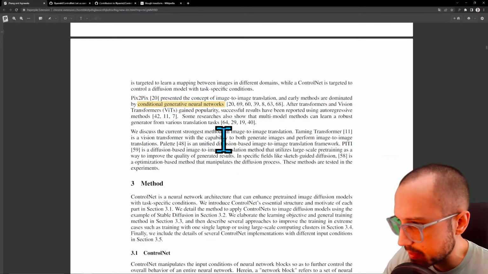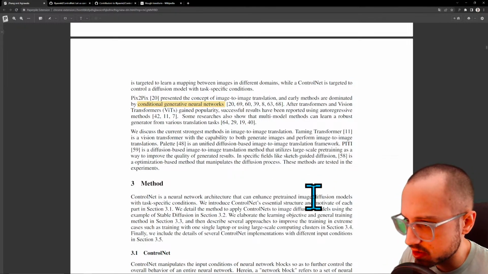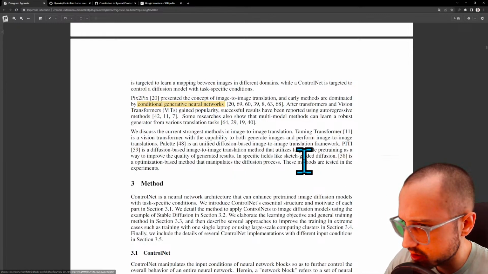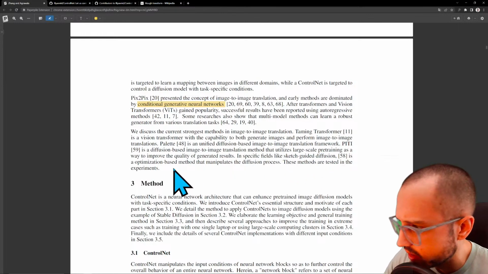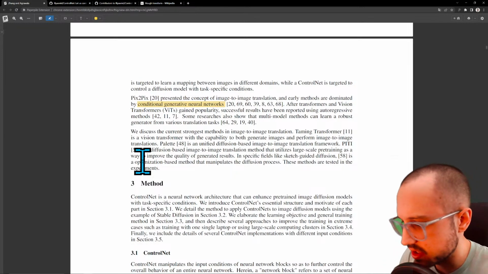We discussed the strongest methods in image-to-image translation, transformers, vision transformer with a capability to both generate images and perform image. Palette is a unified diffusion-based image translation framework. PITI is a diffusion-based image translation method that utilizes large-scale pre-training as a way to improve the quality of generated results. Specific fields like sketch-guided diffusion. Optimization method that manipulates the diffusion process.